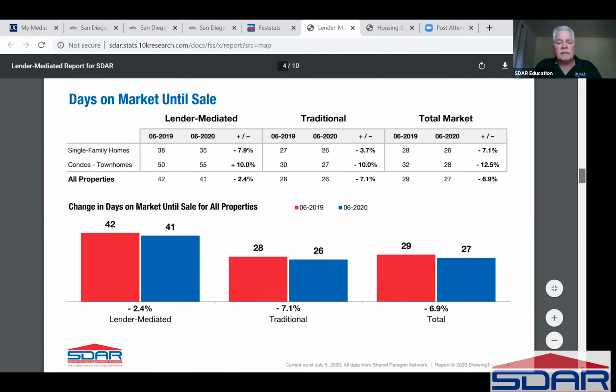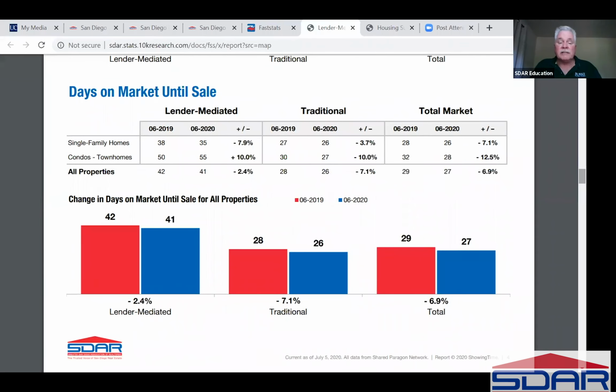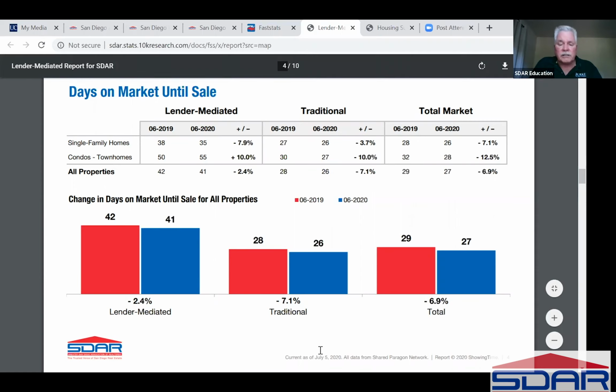Went a little bit too fast on that one. Days on the market until sale. So in my lender mediated, the number of days on the market is a little bit less. There's some people who like to buy houses that are bank owned. The traditional sales is 7.1%. Again, fascinating numbers.